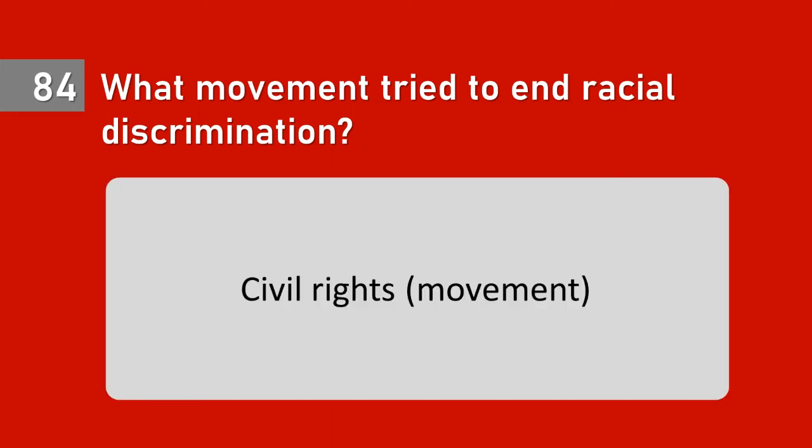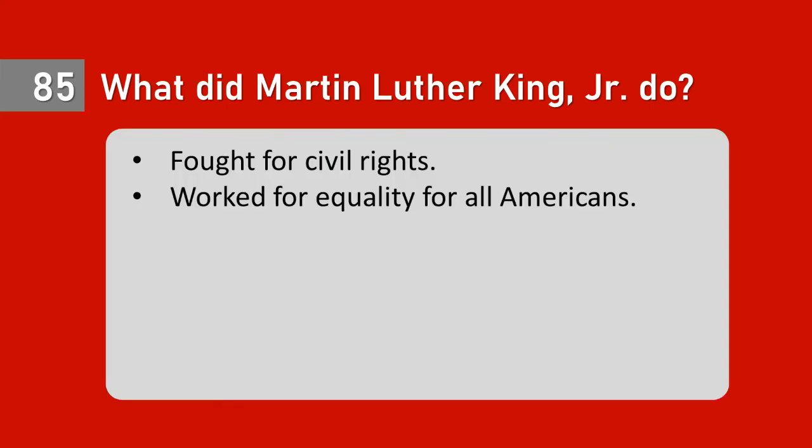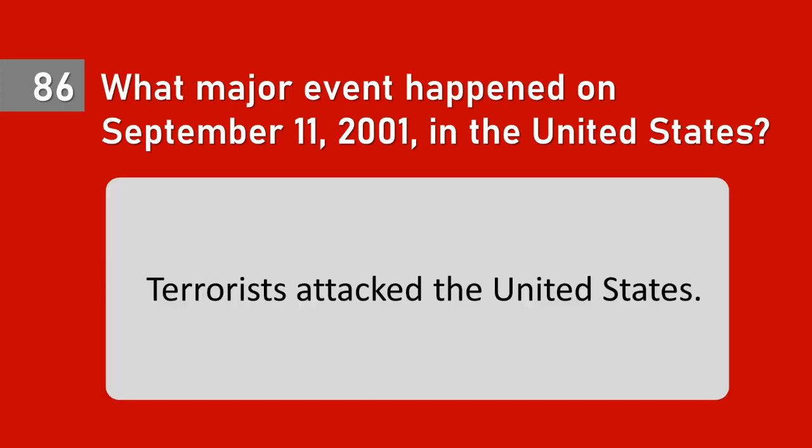Question 84. What movement tried to end racial discrimination? Civil rights movement. Question 85. What did Martin Luther King Jr. do? Fought for civil rights. Worked for equality for all Americans. Question 86. What major event happened on September 11, 2001, in the United States? Terrorists attacked the United States.